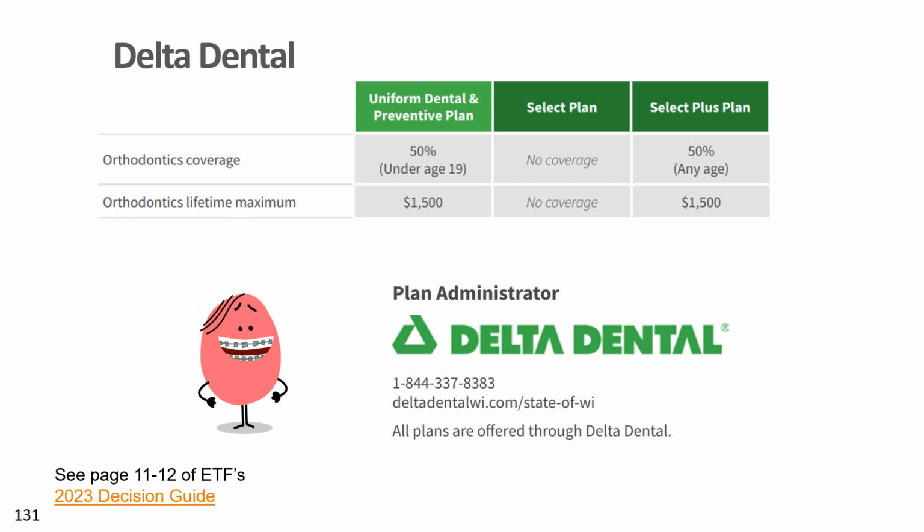Also different between the Select and the Select Plus plan major dental options are that the Select plan offers no coverage for orthodontics, but the Select Plus plan does offer orthodontic coverage, and not just for children, as the Uniform Dental or preventive plans offer, but in fact the Select Plus plan could offer orthodontic coverage for you as an adult. It would pay 50% of an eligible orthodontic bill up to $1,500 per mouth per that mouth's lifetime.